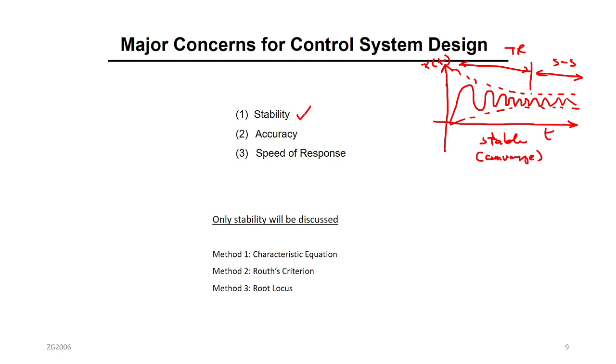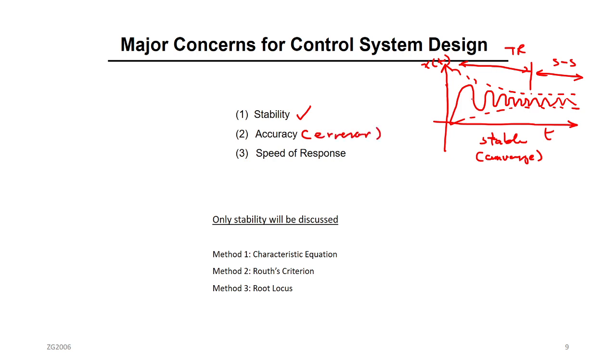Okay, or in math we call it converging. So this is the major concern and most important concern, especially in this course. We will focus on the stability. We want to always have a stable system. How do we reach this? We will use the controller. Okay. Number 2, accuracy. What is accuracy? The accuracy is the error.